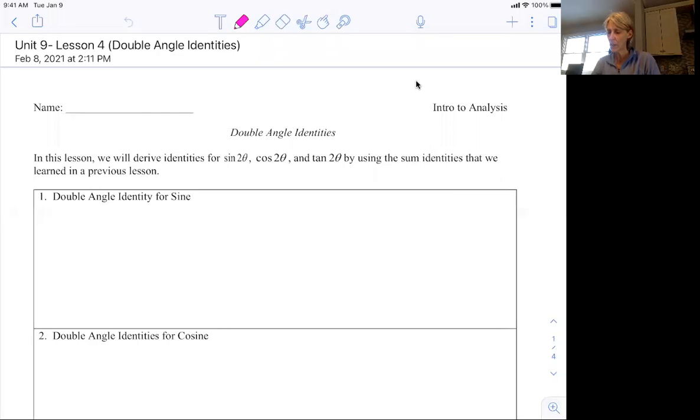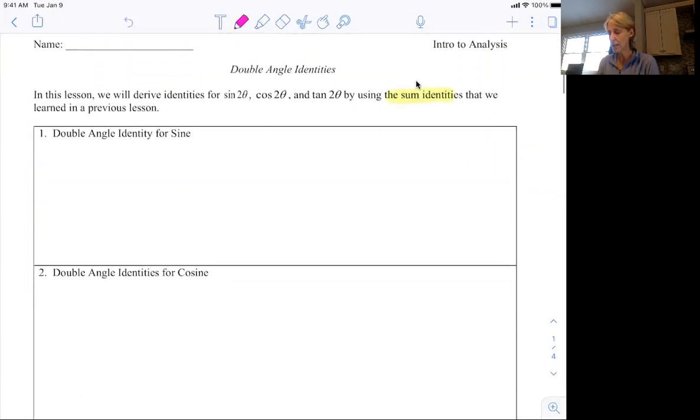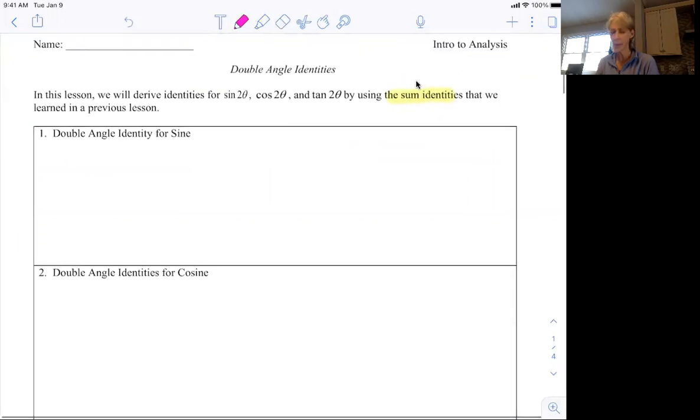Hi, everybody. Today we're on Unit 9, Lesson 4, and we're going to be talking about double angle identities. In this lesson, we're first going to derive the identities for sine 2 theta, cosine 2 theta, and tangent 2 theta by using the sum identities that we learned in our previous lessons. Now, this is the first time I'm actually deriving formulas for you because I honestly think it helps to see where some of our formulas come from.